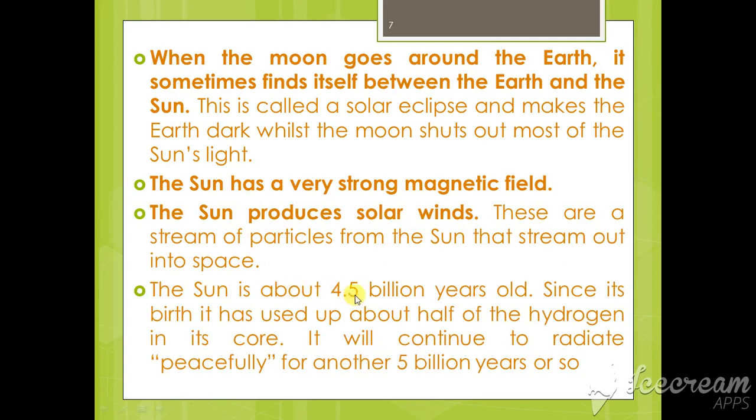The sun is about 4.5 billion years old. Since its birth, it has used up about half of the hydrogen in its core. It will continue to radiate peacefully for another 5 billion years or so. So, sun has almost completed its half-lifetime.